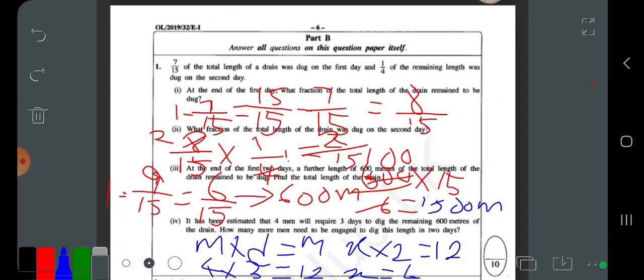What they ask as a question is, how many more men need to be engaged to dig this? More men. Already we have how many men? 4. So totally, to complete this task we need 6 men. So extra, how many are needed? 6 we need, already 4 are there. So the answer will be 2 men needed to be engaged to dig this.